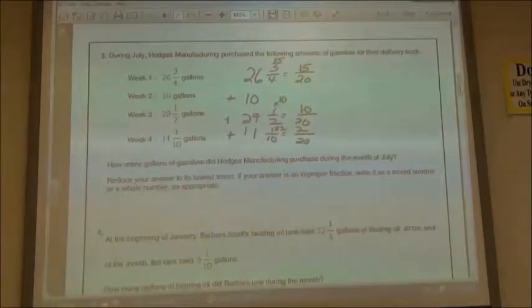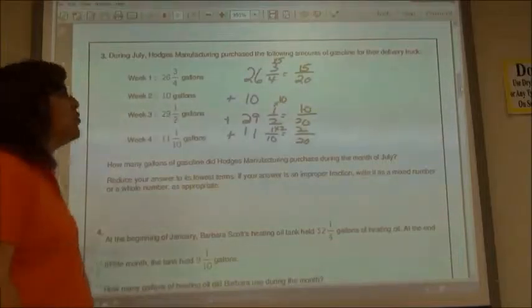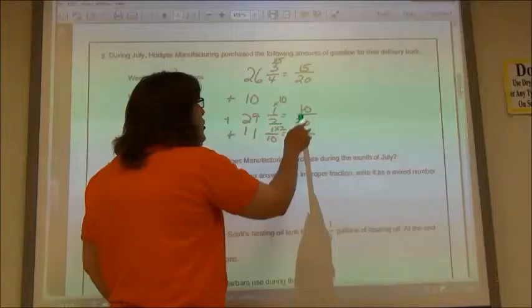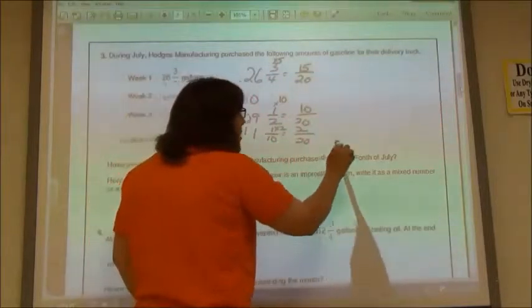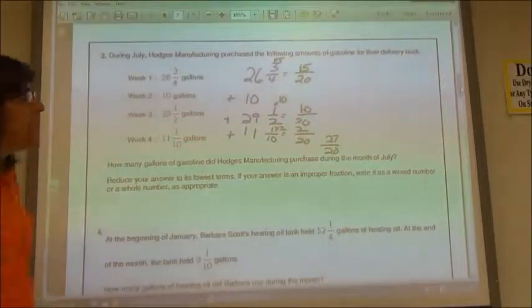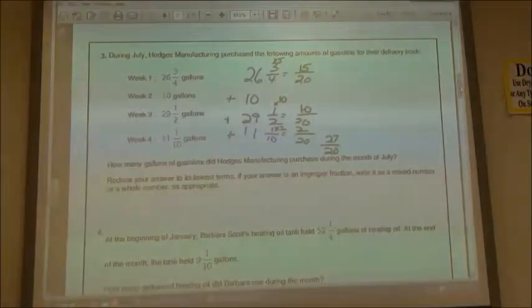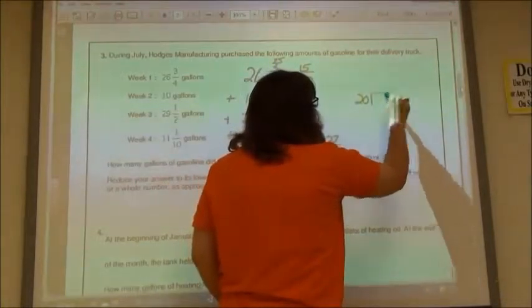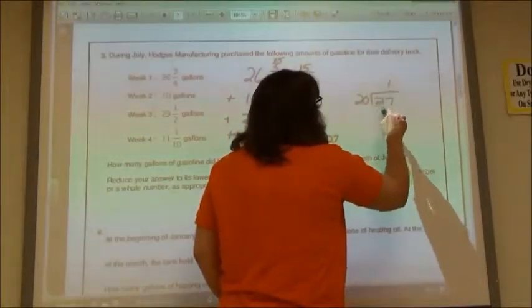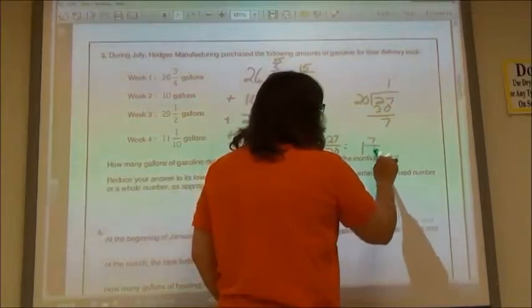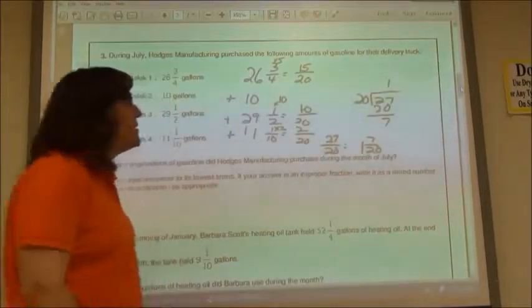So 3/4 is 15/20, 1/2 is 10/20, and 1/10 is 2/20. So if I add those, 15 plus 10 plus 2 would give me 27/20. 27/20 is an improper fraction. I need to rewrite that as a mixed number. So I'm dividing 20 into 27. Goes in there once with 7 left over. So 1 and 7/20 is what I get as my mixed number.